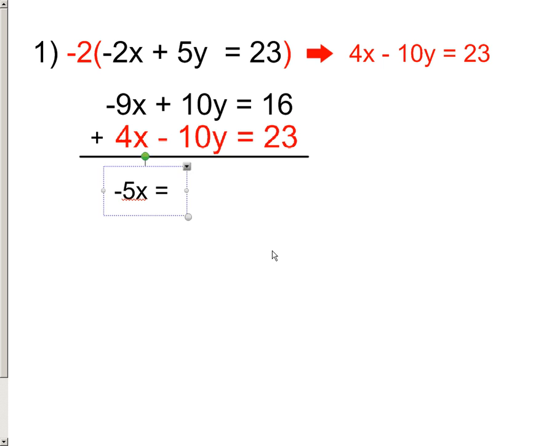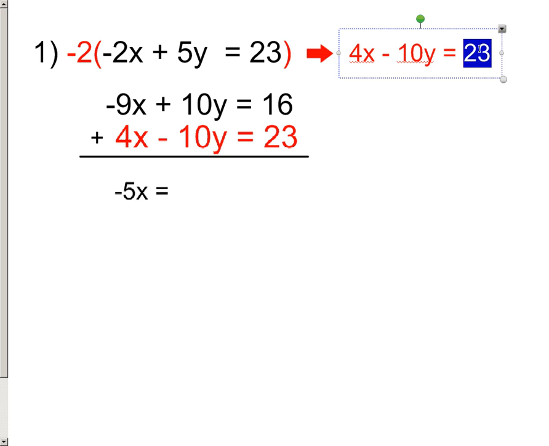And right here's where I see that I made a bad mistake. -2 times -2x is 4x. -2 times 5y is -10y. But do you see the -2 times 23? I forgot to do that. That happens all the time, and we need to be careful with that.